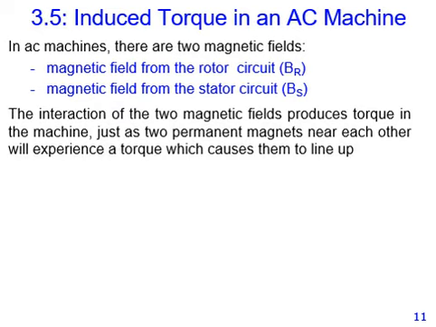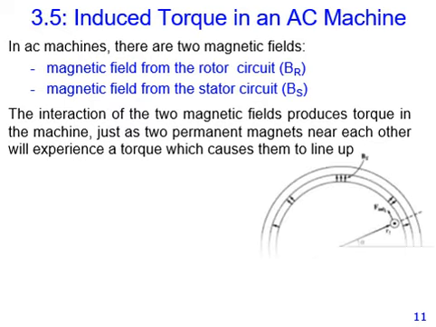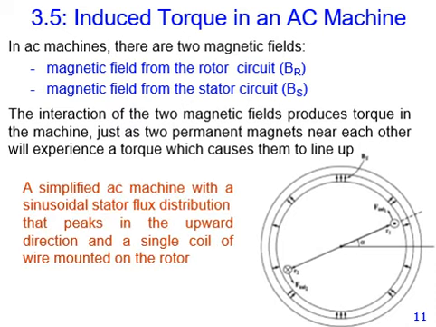The interaction of these two magnetic fields produces torque in the machine, just as two permanent magnets near each other will experience a torque which causes them to line up. From the figure, you can see a simplified AC machine with a sinusoidal stator flux distribution that peaks in the upward direction and a single coil of wire mounted on the rotor.